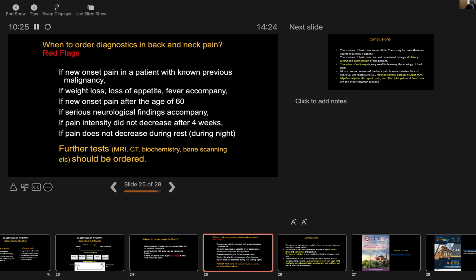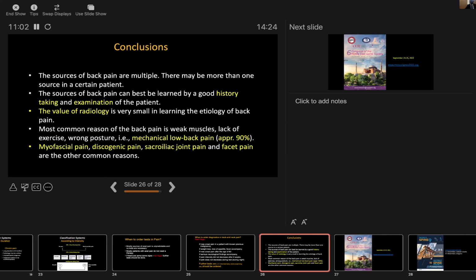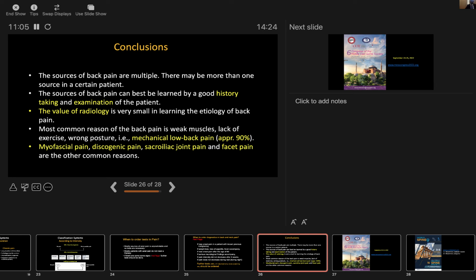These are new onset of pain in a patient with known previous malignancy, weight loss, loss of appetite, fevers accompanying. New onset of pain after age 60 is another red flag. If serious neurological findings accompany, like cauda equina findings, and if pain intensity did not decrease after 4 weeks, if pain does not decrease during rest, during night, pain during night is a sign for red flag.